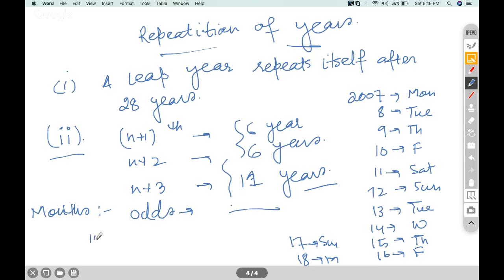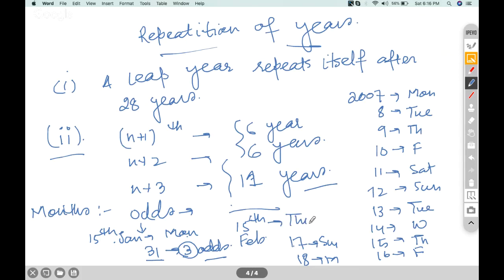So like if 15th January is Monday, so 15th February would be what? Which month am I crossing? In between 15 January and 15 February, the last day of January is coming. January is of 31 days, so it will have 3 odd days. Monday plus 3 is equal to Thursday. So 15 February would be Thursday, and likewise.